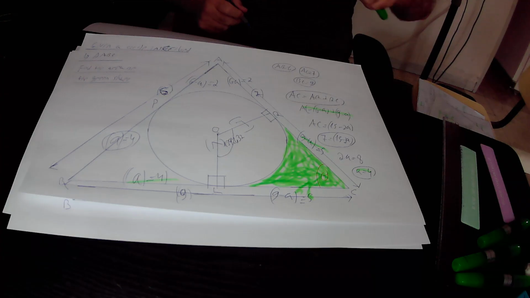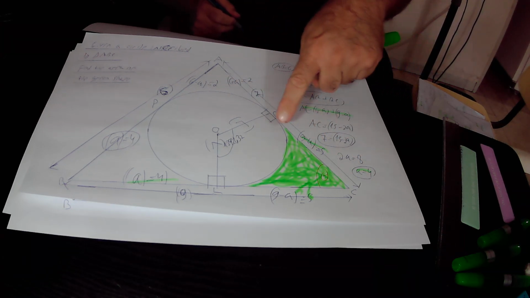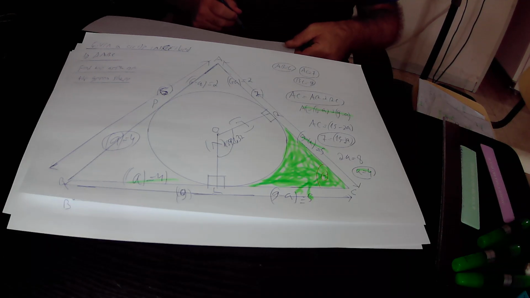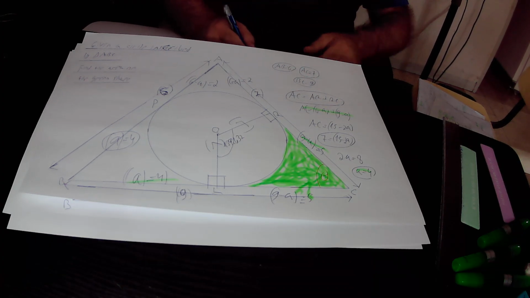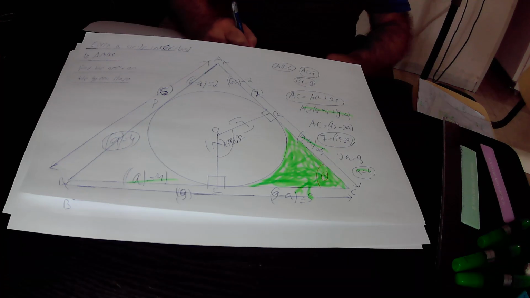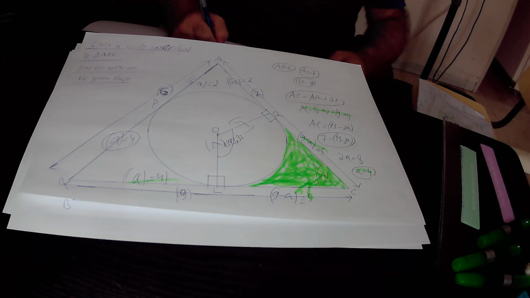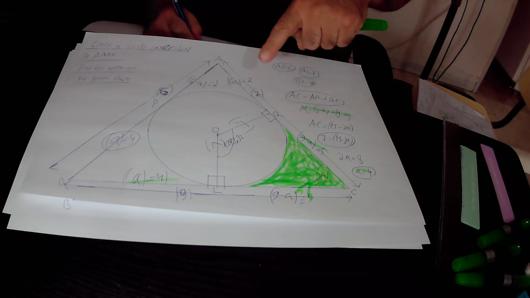Again, our task is to find the area of this green shape. So the area of this green shape equals the area of quadrilateral QOLC minus the area of this sector QOL. So we found that the area of this green shape equals the area of this quadrilateral QOLC minus the area of this sector QOL.